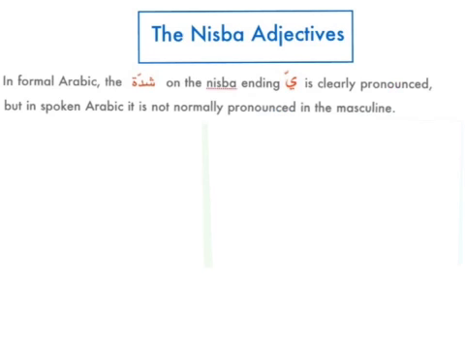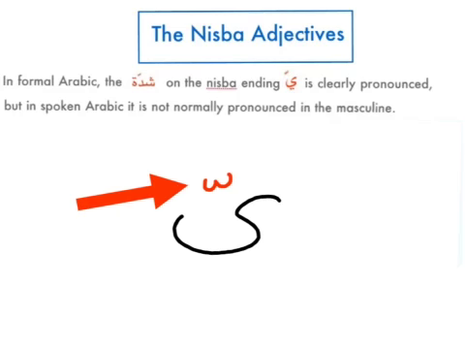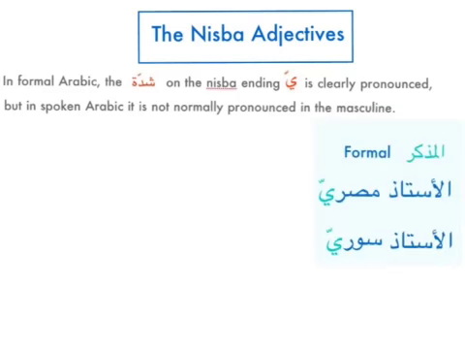In formal Arabic, فصحى, the shadda on the nisba ending ya is clearly pronounced. In spoken Arabic, it's not normally pronounced in the masculine. Example, you have المذكر in formal Arabic, masculine. الأستاذ مصري, the professor is Egyptian. مصري, hear the shadda. الأستاذ سوري, the professor is Syrian.